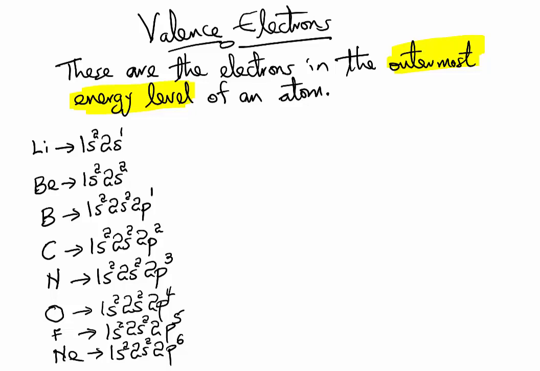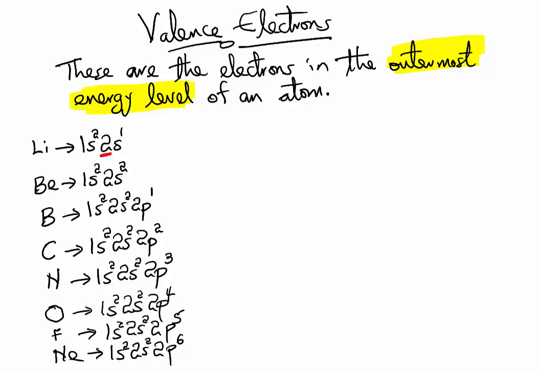Let us now look at the elements from the second row of the periodic table and use the electronic configuration of each of them to determine their valence electrons. Remember, the valence electrons are the electrons in the outermost energy level. So let us begin with lithium. The outermost energy level in lithium is energy level number 2.